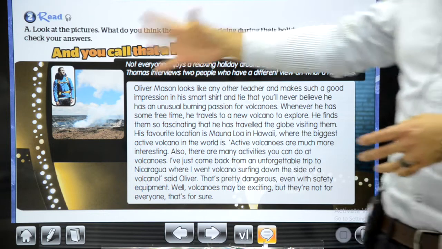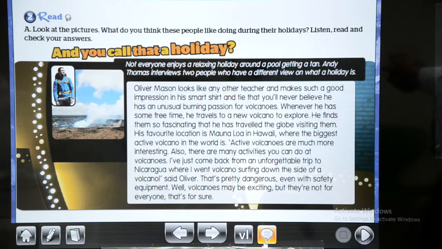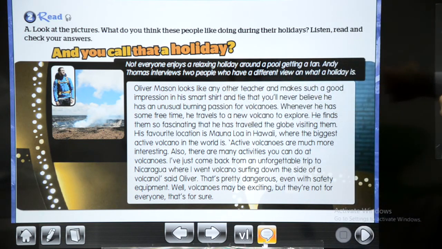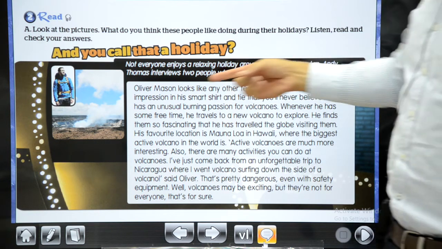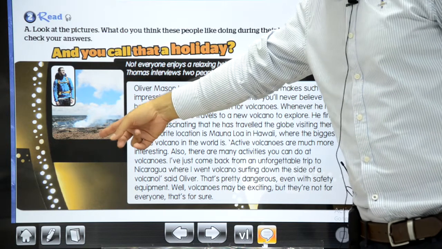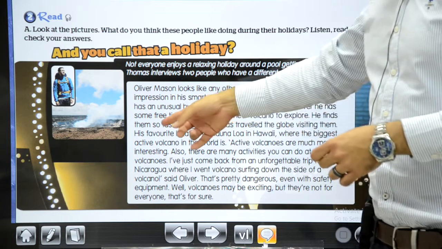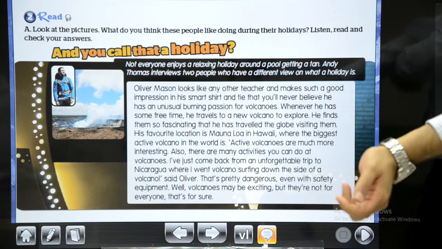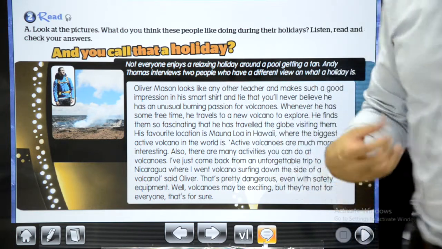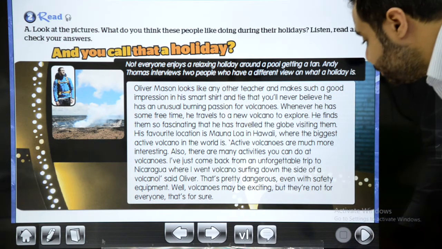So this is the first man, Oliver Mason. Oliver Mason looks like any other teacher and makes such a good impression in his smart shirt and tie that you will never believe he has an unusual burning passion for volcanoes. This man loves volcanoes. As you see in the picture, whenever he has some free time, he travels to a new volcano to explore. He likes exploring volcanoes, discovering volcanoes. I want you to read the rest of the text yourselves.